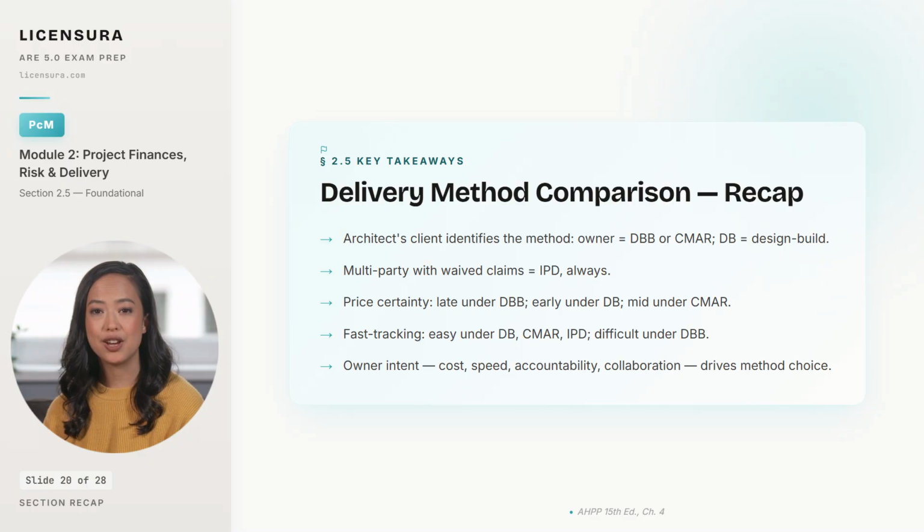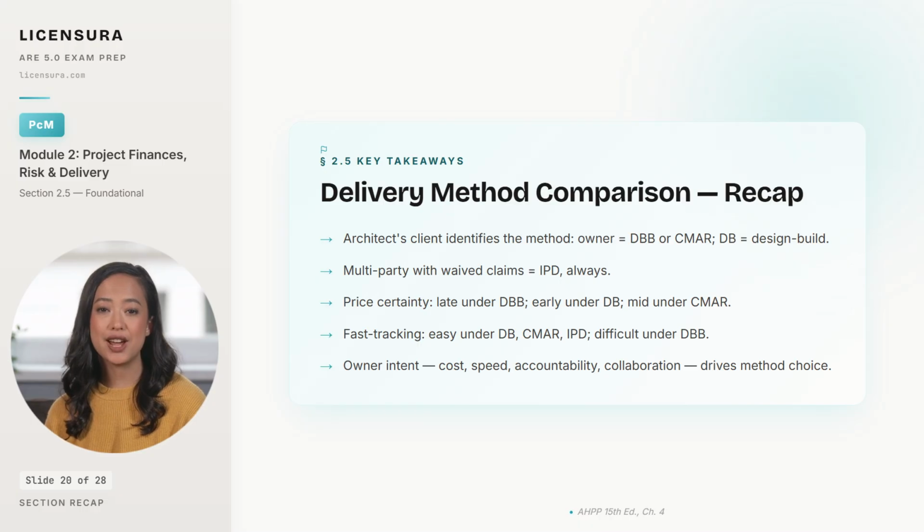First, the question, who is the architect's client, identifies the method with near-perfect reliability. Owner means DBB or CMAR, design builder means DB, and multi-party team means IPD. Second, the multi-party agreement with claims waived pattern is unique to IPD. If a question mentions either feature, the answer is IPD.